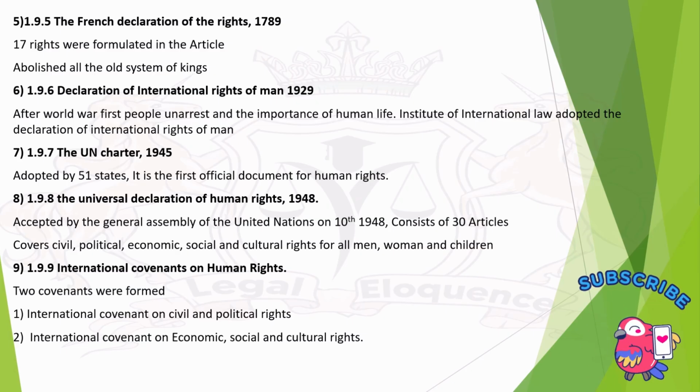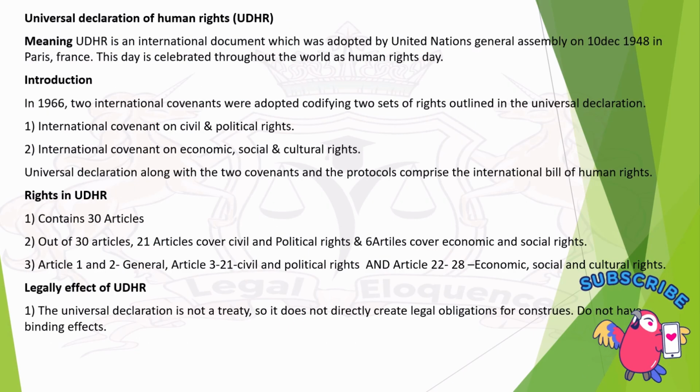The next one is the Universal Declaration of Human Rights, 1948. Accepted by the General Assembly of the United Nations on 10th December 1948. It consists of 30 articles, covering civil, political, economic, social and cultural rights of all men, women and children. International Covenants on Human Rights. Two covenants were formed: the International Covenant on Civil and Political Rights, and the International Covenant on Economic, Social and Cultural Rights.